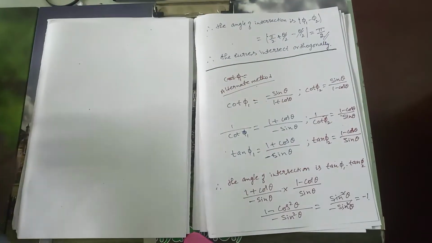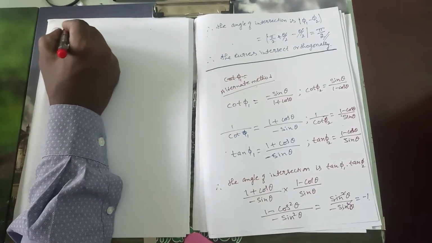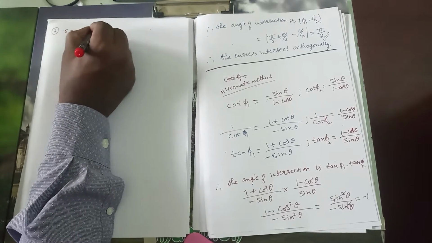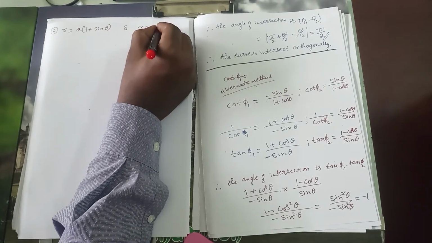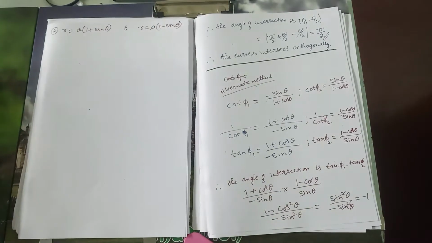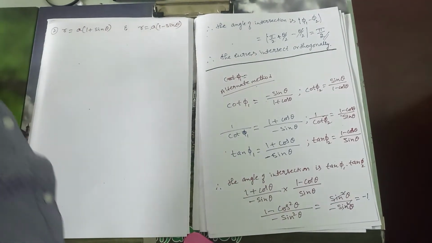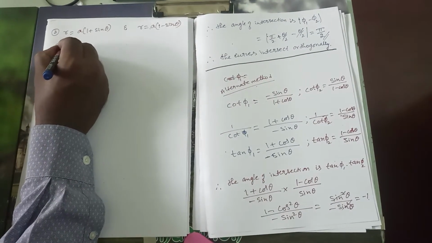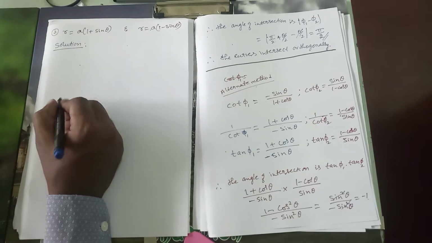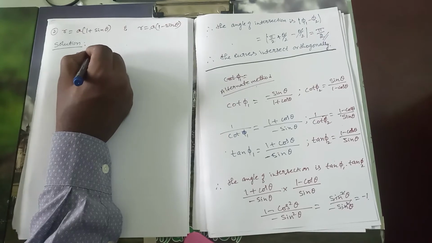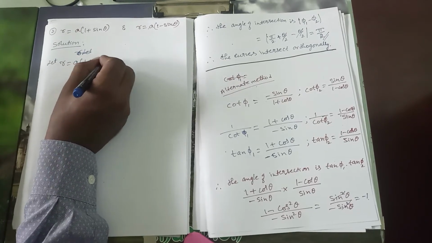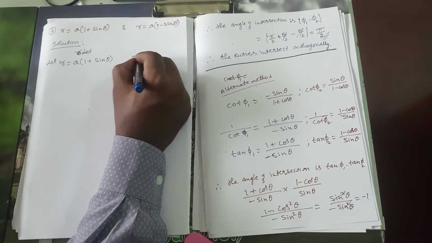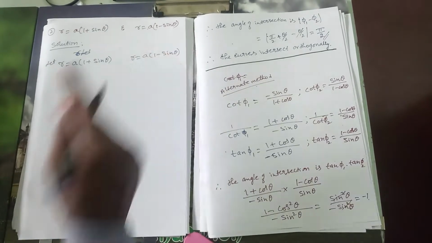Next problem. R equals A into 1 plus sin theta and R equals A into 1 minus sin theta. Now the solution. Let R equals A into 1 plus sin theta and the other one is R equals A into 1 minus sin theta.